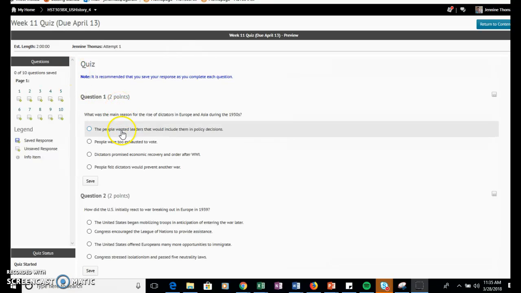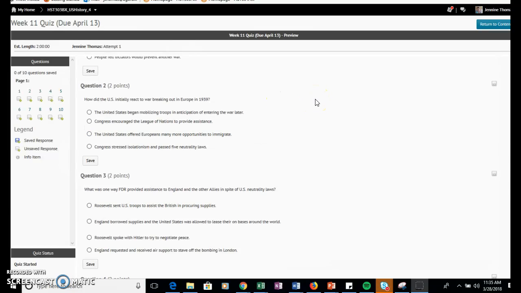Question number 1. What was the main reason for the rise of dictators in Europe and Asia during the 1930s? The people wanted leaders that would include them in policy decisions. People were too exhausted to vote. Dictators promised economic recovery and order after World War I. People felt dictators would prevent another war.